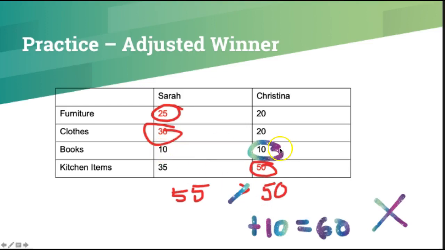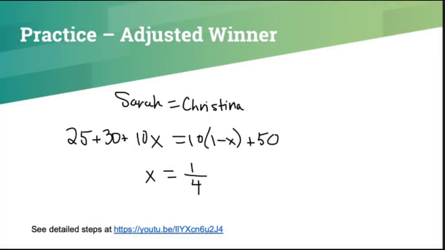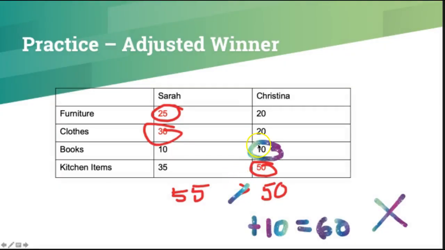Because Christina's at 50, which is less than Sarah at 55, what if we go ahead and give Christina the books? Well, if we do that, then Christina is going to be at 60, which is more than Sarah. Well, we don't want that either. So let's keep going with the adjusted winner method. In this method, we're going to take what's left over, which are the books, and fairly divide them so that each gets the same number of points.